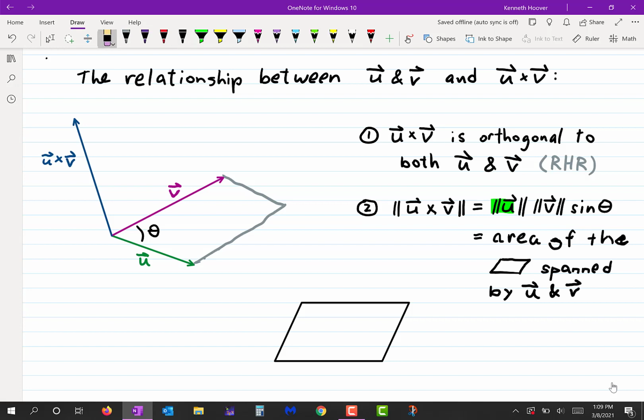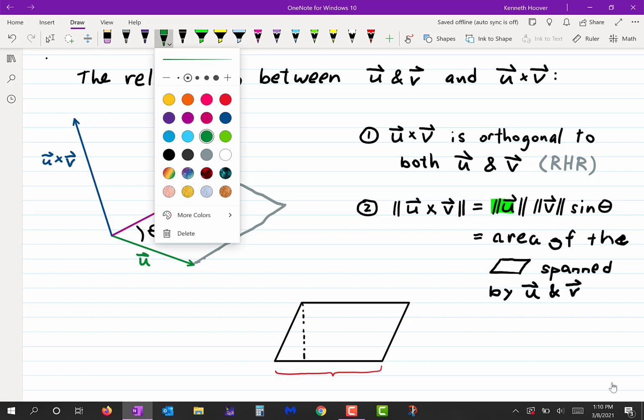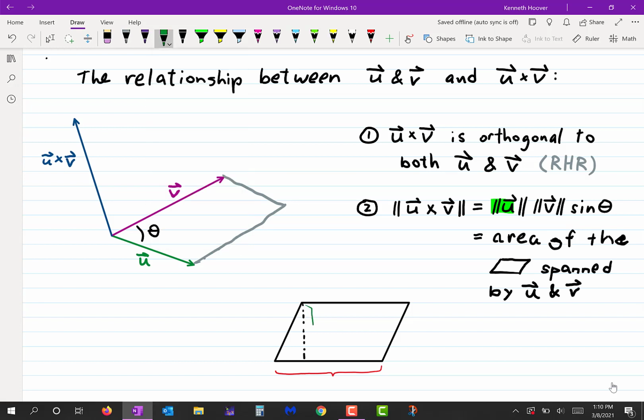Now, if you remember from high school, let's draw a dashed line down here. Okay, the area of a parallelogram is simply this length times this length. Base times height. Let me do a better job of that one.